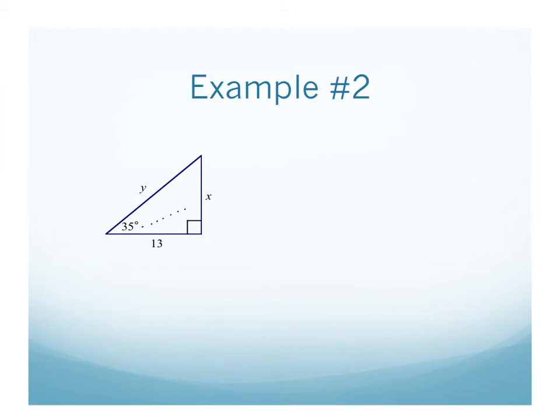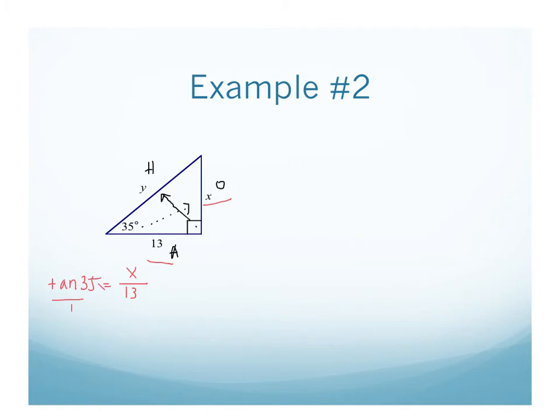So x in this case is opposite of the 35. Y in this case is the hypotenuse, which means 13 is the adjacent. Okay, starting with finding x, I'm going to use the side I know and the side I want to know. So O and A, TOA, that's going to be tangent. So I have the tangent of 35 equals opposite, which is x, over adjacent, which is 13.